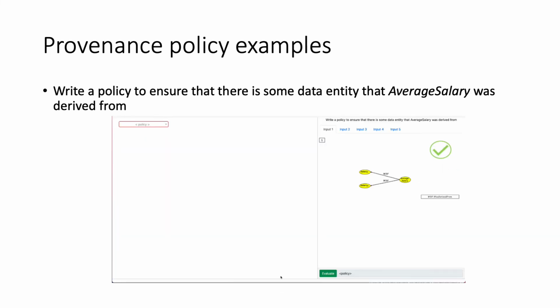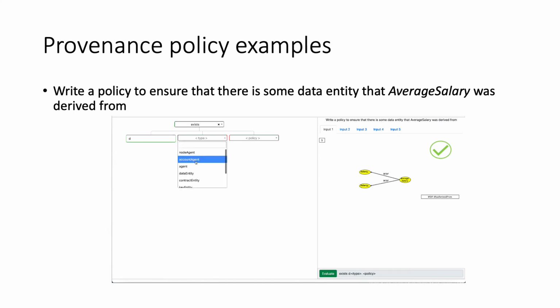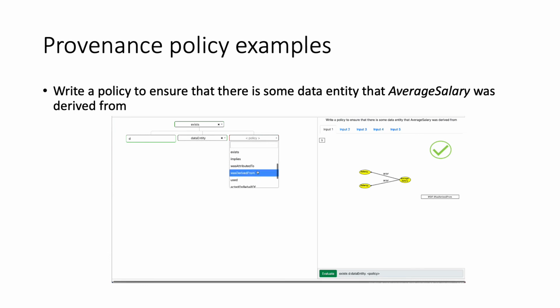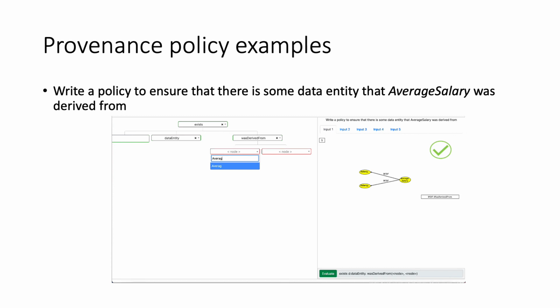Next, we want to write a policy to ensure that there is some data entity that average salary was derived from. We can construct this policy by first selecting exist. We then enter a variable name, which we choose to be D. We select the appropriate type, which is data entity, and for the policy, we select was derived from. For the source node, we type average salary, and for the destination node, we select D.